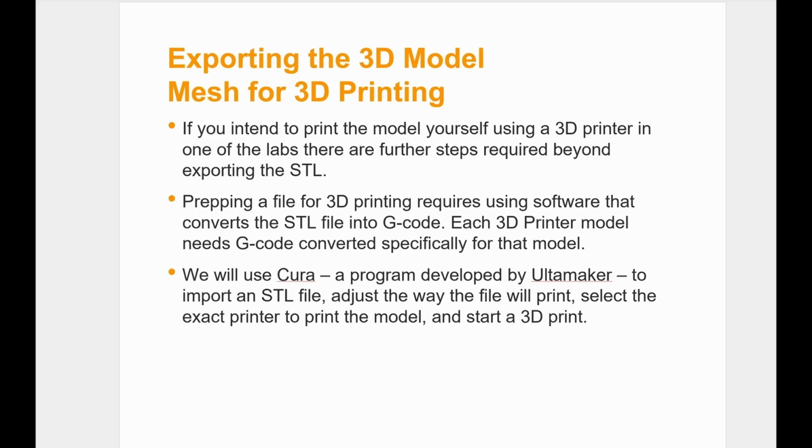Preparing a file for 3D printing requires using software that converts the STL file into G-code. Each 3D printer model needs a G-code converted specifically for that model. We will use Cura, a program developed by Ultimaker, to import an STL file, adjust the way the file will print, select the exact printer to print the model, and start a 3D print.